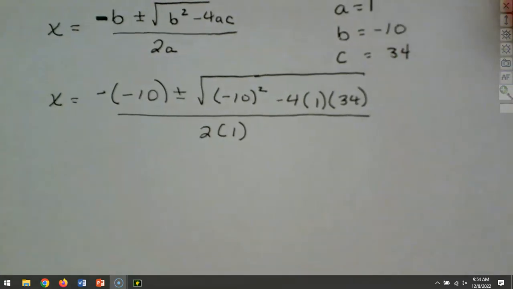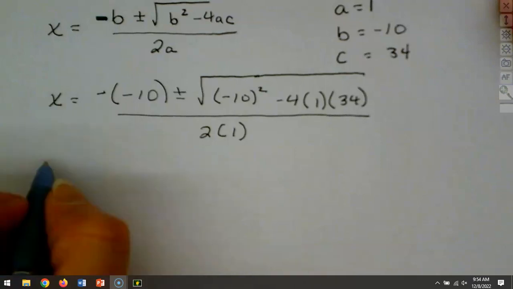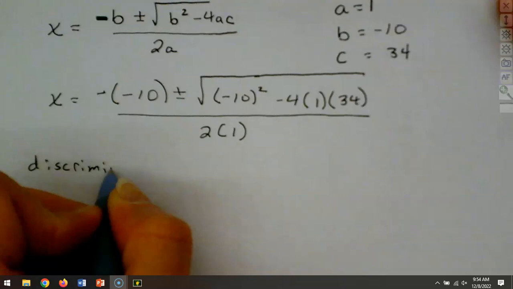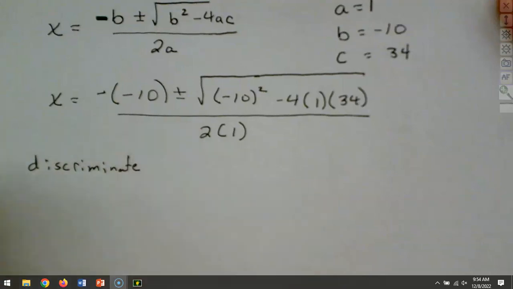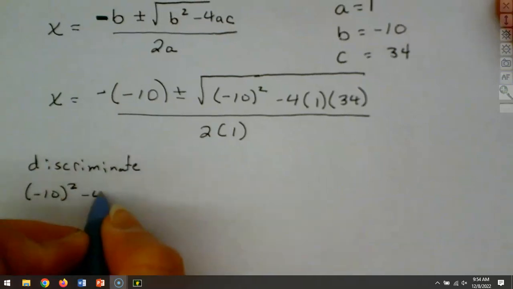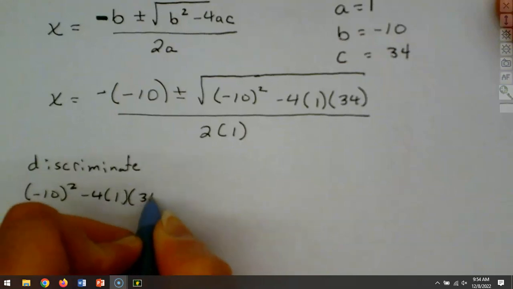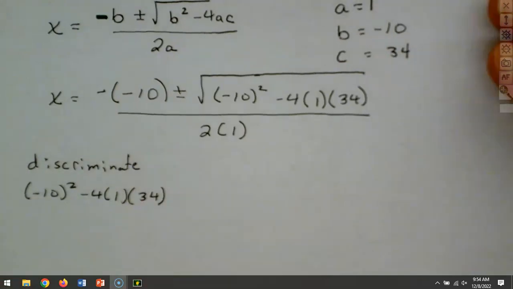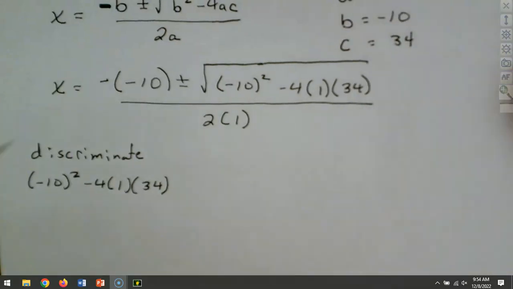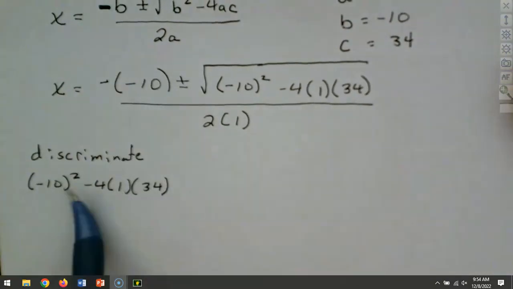Now, how do we handle it from here? We work with our discriminant first. And what is our discriminant? Well, it's whatever's underneath that root. And it's a minus 10 squared minus 4 times 1 times 34. And, okay, what happens when we square a negative 10? Watch your signs. Be very careful. If there's a mistake, it's either up here with the double negative or it's here with the signs.